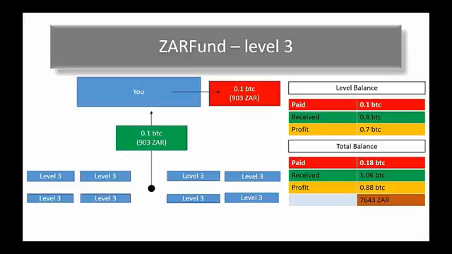Your level balance, you've paid 0.1 Bitcoin to be on level 3. You've received 0.8 because you've gotten the same amount from 8 people. Your profit is 0.7 because you minus what you had to pay to be on this level.